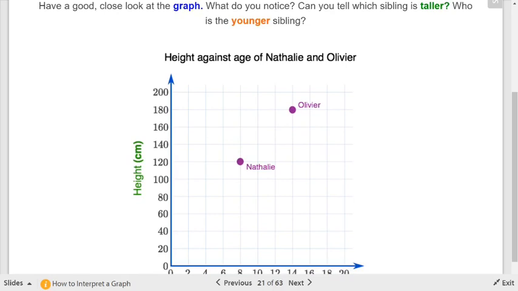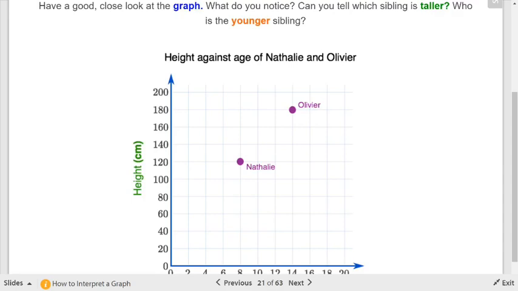So, which one of these two, Oliver and Natalie, is taller? Oliver's taller because height is measured on the y-axis, so up and down, right? Is he taller because the dot is higher? No. He's taller because the dot is higher on that scale, right? So be careful. It's not just the tallest dot.